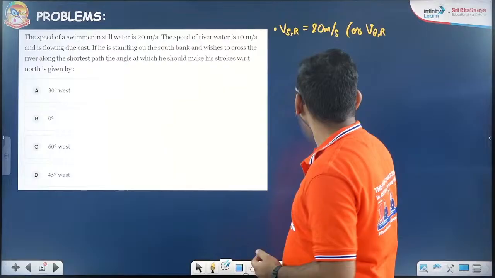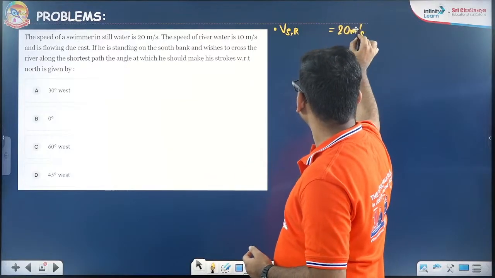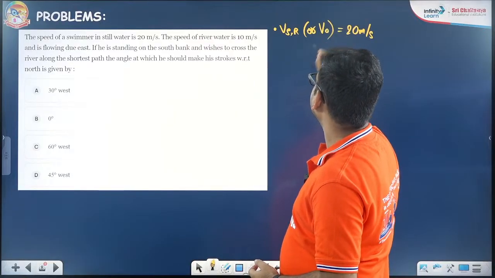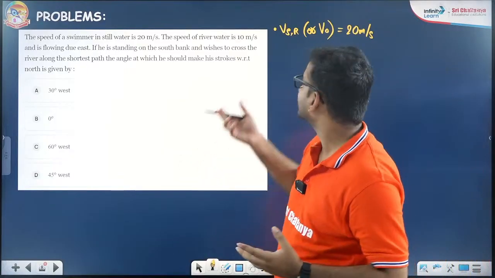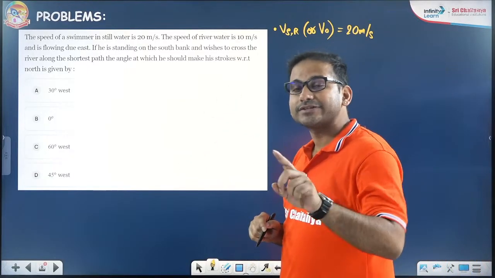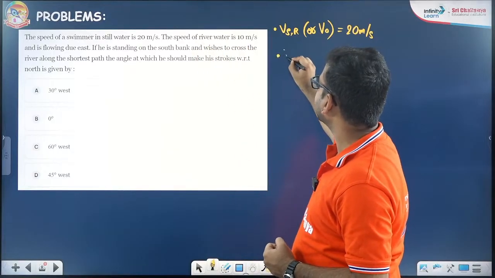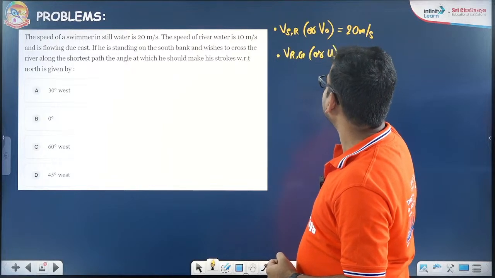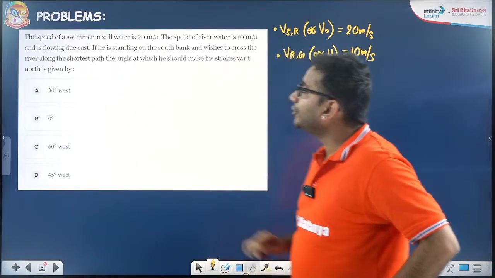Or let me take that as V naught. Swimmer or boat's velocity with respect to river, or inside the still water, is 20 meter per second. But now this water is not still, it is actually moving, right? The speed of river water is 10 meter per second. So velocity of river with respect to ground, or U, is equal to 10 meter per second, and is flowing due east.